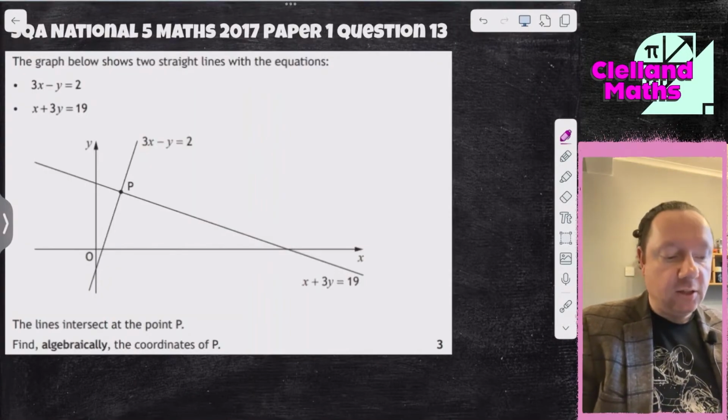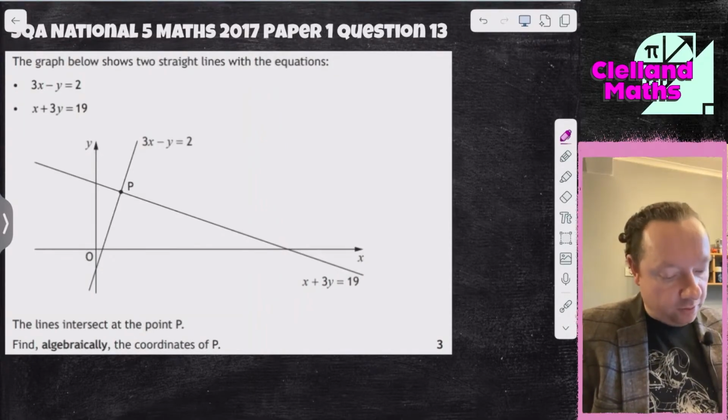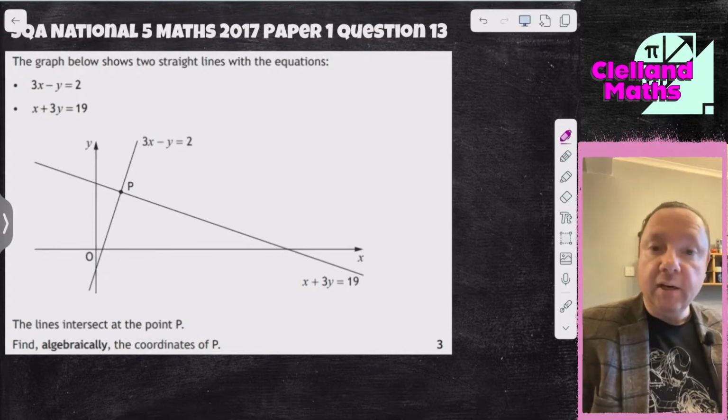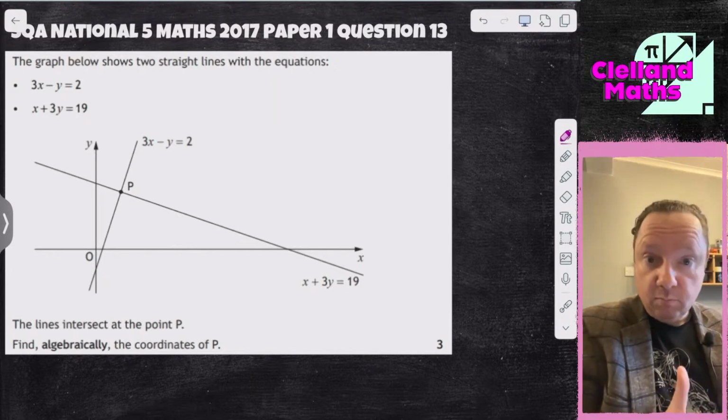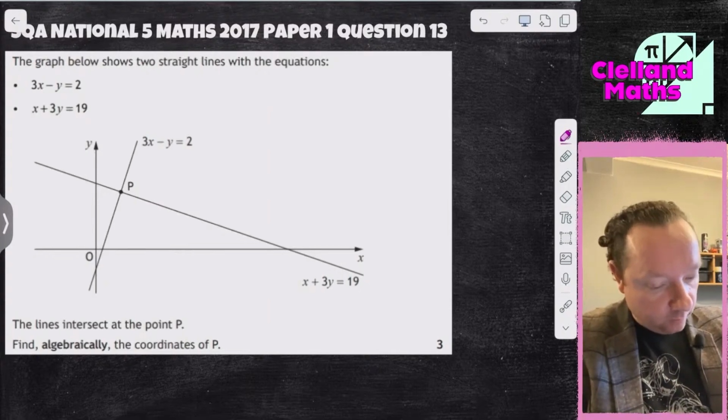Okay, SQA National 5 Maths 2017, Paper 1, Question 13. The graph shows 2 straight lines with these equations. Find the point of intersection. Point of intersection means the same as solving them simultaneously. So you just solve them simultaneously, but you write your answer as a point. Brackets x, y. So let's just write the equations down.